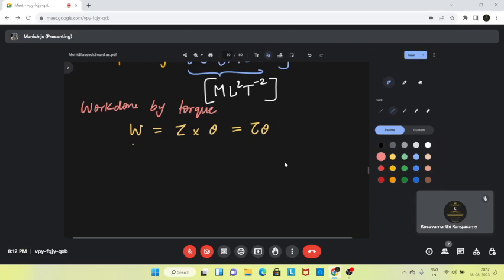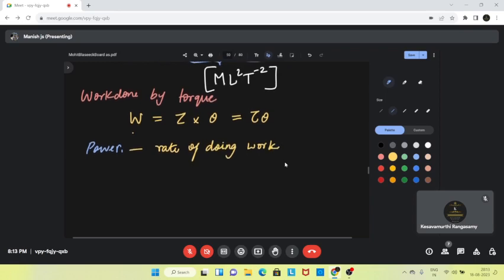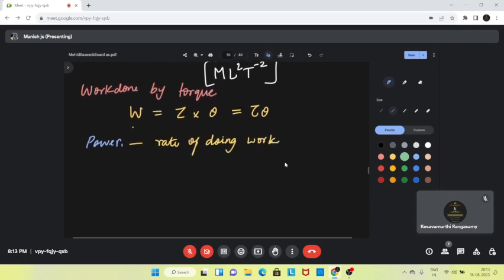Same way, we can also write the expression for power. What is meant by power? Power is nothing but the rate of doing work. By general definition, power is the rate of doing work. So having that simple analogy, you can write power P is equal to rate of doing work, dW by dt.